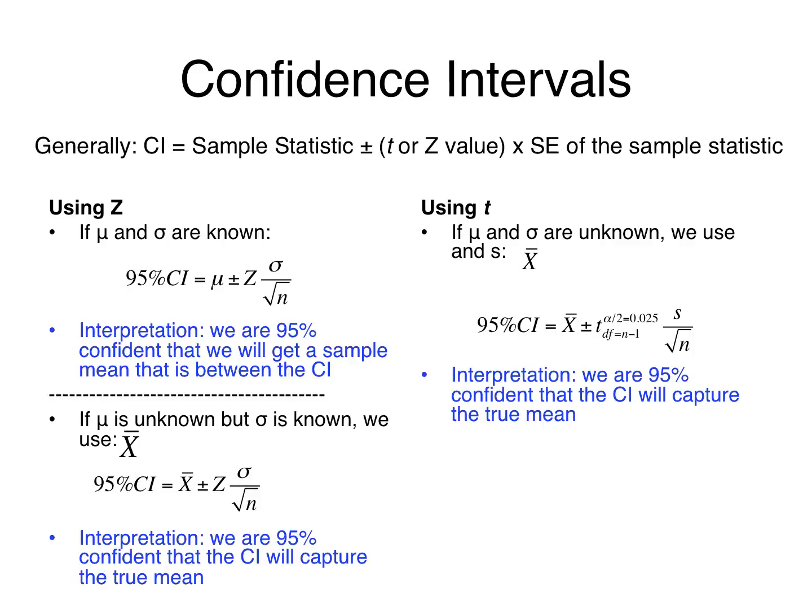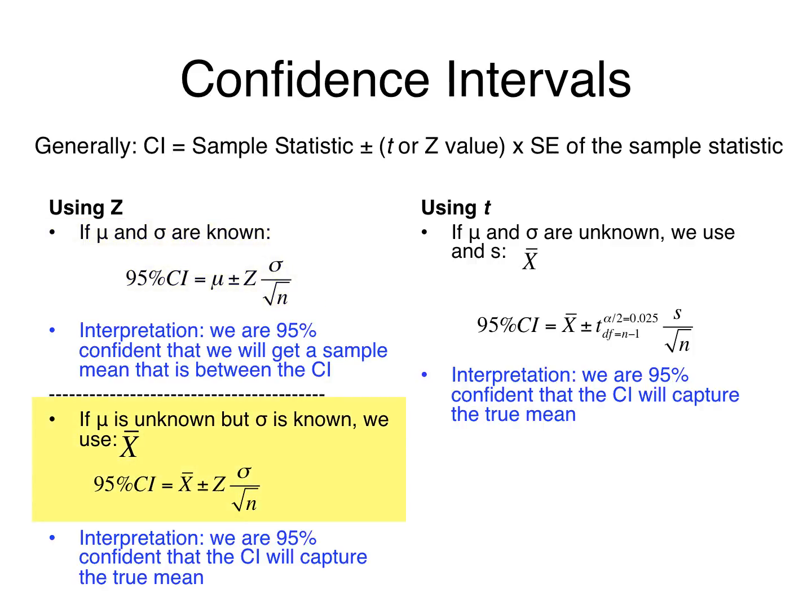If our true mean and standard deviation are known, we use a z value. For example, 1.96 if we're interested in 95% confidence intervals. So our equation is the true mean plus or minus 1.96 times the standard deviation of the mean. And our interpretation is we are 95% confident that we will get a sample mean that is between the confidence interval. Notice here that our interpretation is focused on the sample mean since we know what the true mean is.